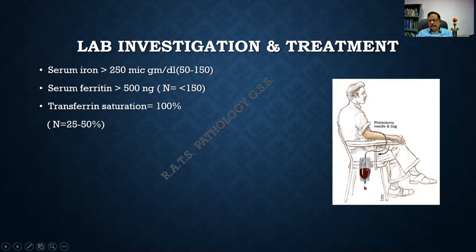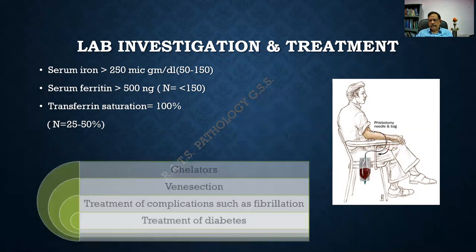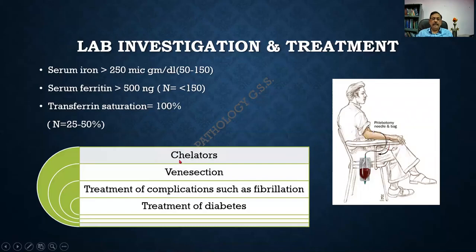And one of the methods of treatment will be bloodletting, literally. They do a phlebotomy and then there is a bloodletting. Venesection can be done. Chelators. There are some chelators for iron which can be used. And the complications, treat the complications such as fibrillation. If it is diabetes, diabetes has to be treated. So what are the lab investigations and the treatment? I hope things are clear.